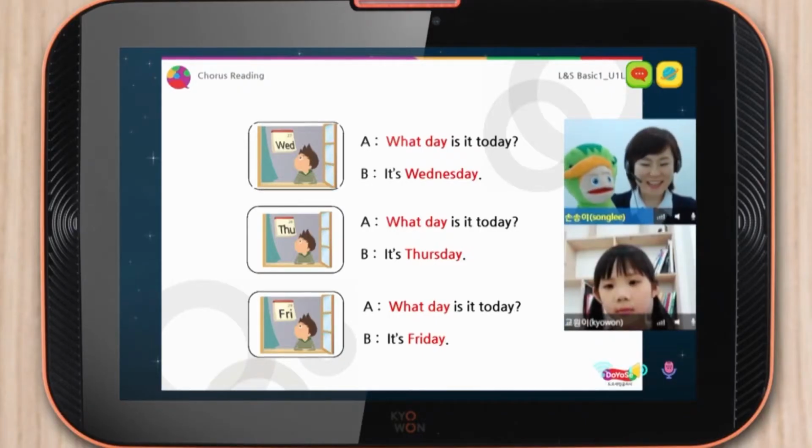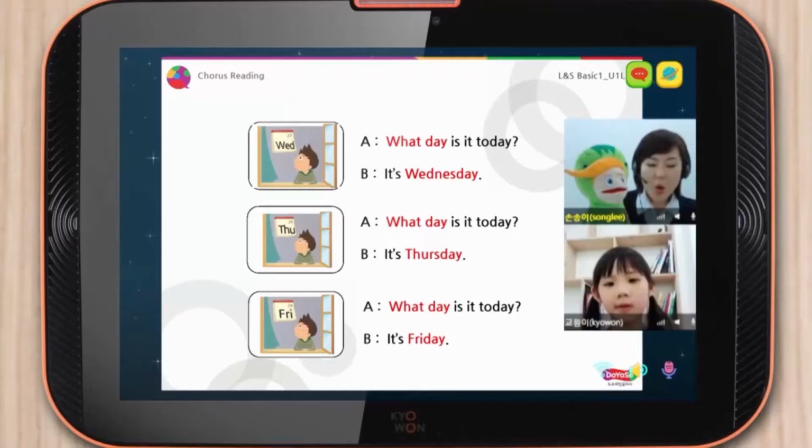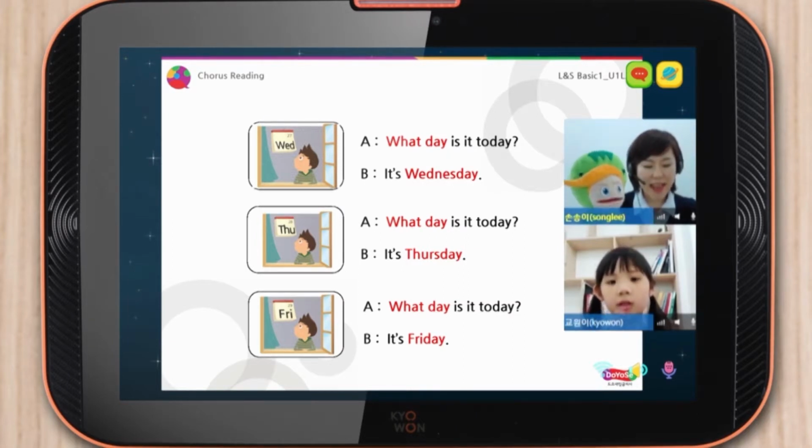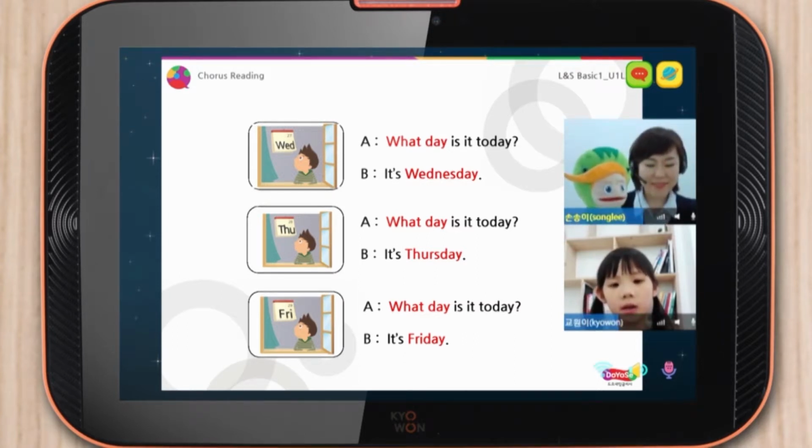Let's read it together. What day is it today? It's Wednesday. What day is it today? It's Thursday. What day is it today? It's Friday. Good job.